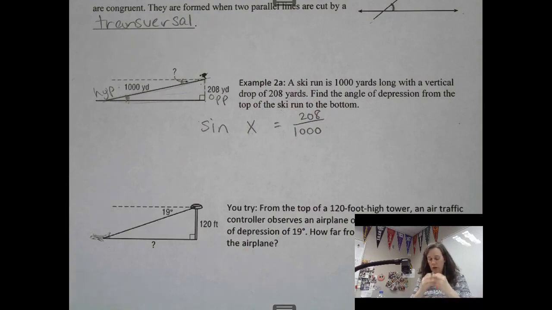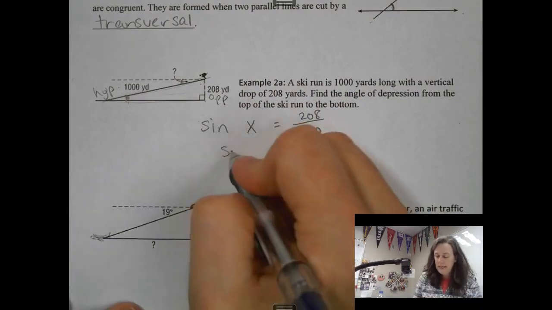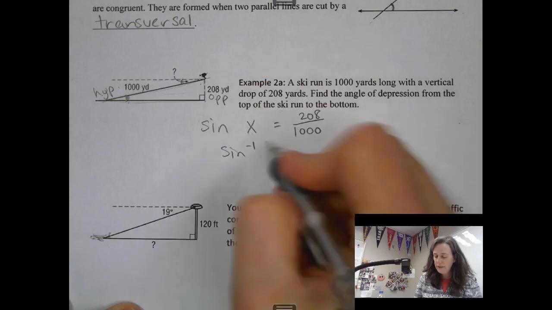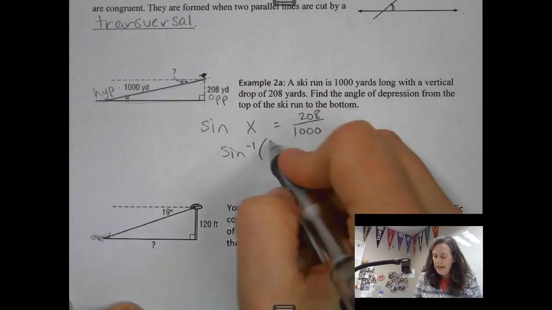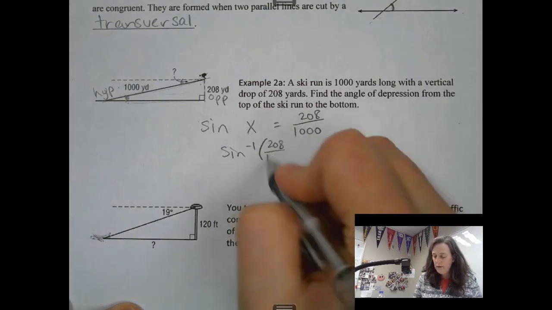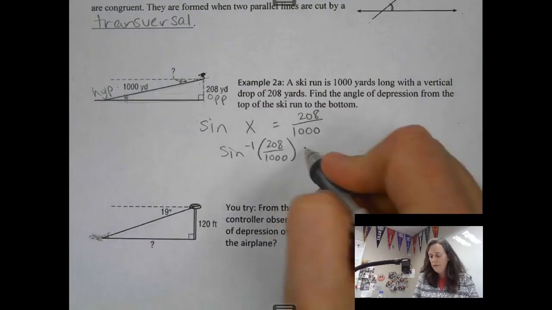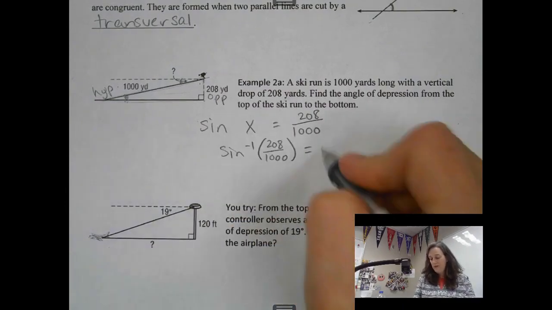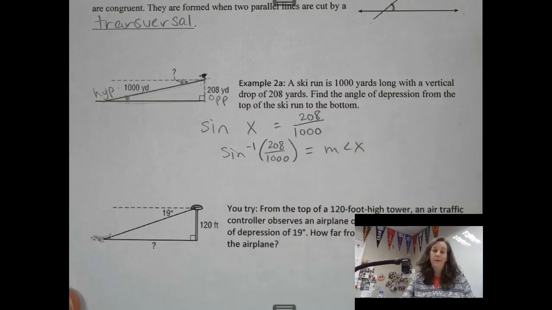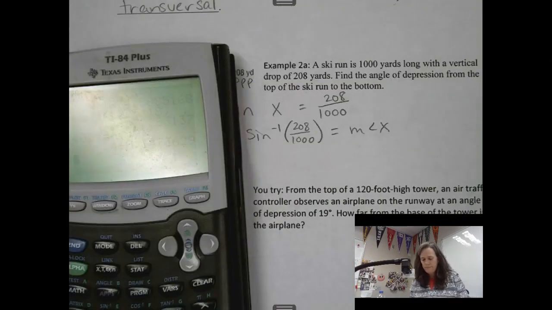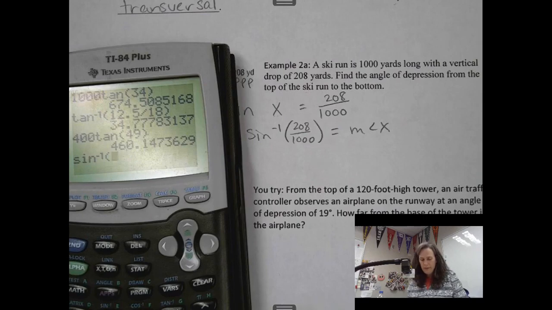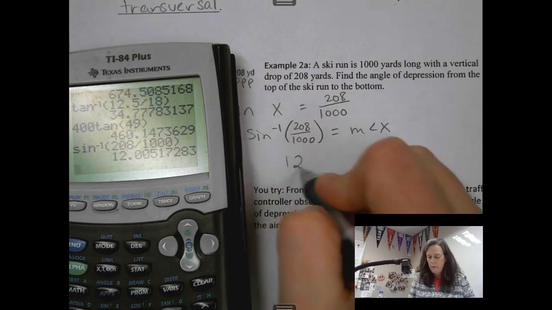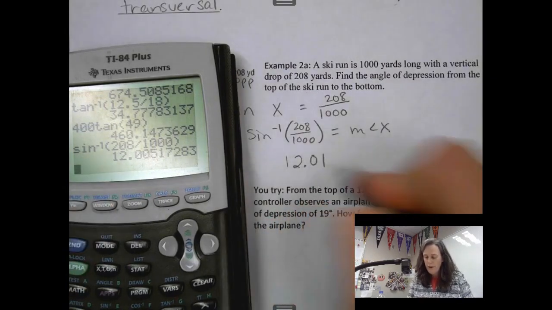This is one where we don't know the angle, so we've got to do the inverse. We're undoing it. So the inverse sine, and that answer was 208 over 1,000. If we undo it, that will give us our beginning angle, our measure for that angle. So grab our calculator. Inverse sine of 208 divided by 1,000 is about 12.01, which equals the measure of angle X.